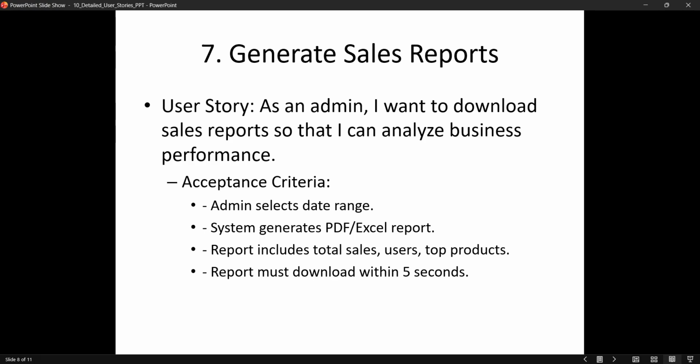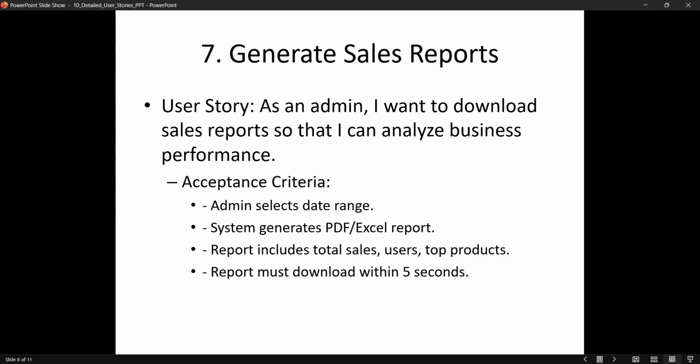So here, for example, we'll just read the story. User story: as an admin, I want to download a sales report so that I can analyze the business performance. Okay. So if I want to check the report for this particular quarter, for 3 months, then I have to be able to select the date range.